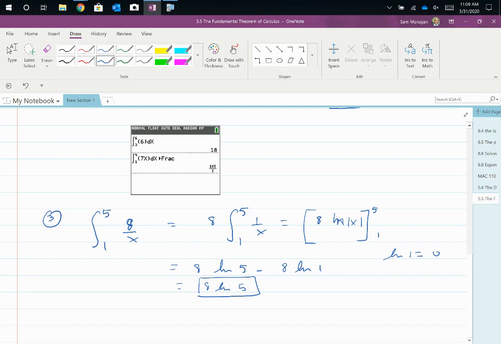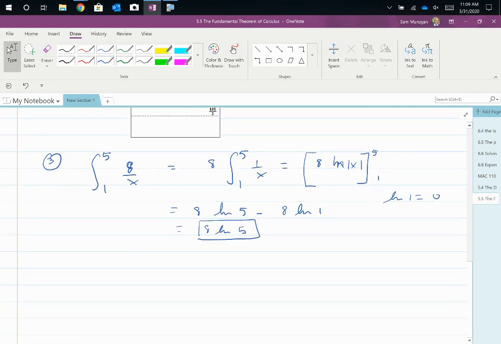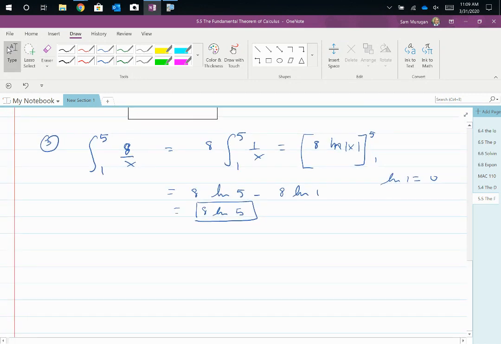Don't attempt to put that in your calculator, because the calculator would give you a numerical answer. This is the exact answer, and MyMathLab would require you to put in the exact answer.